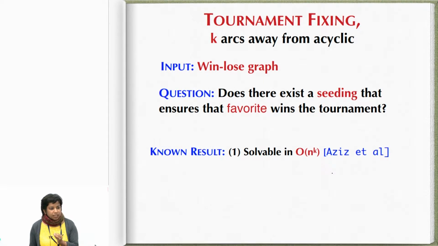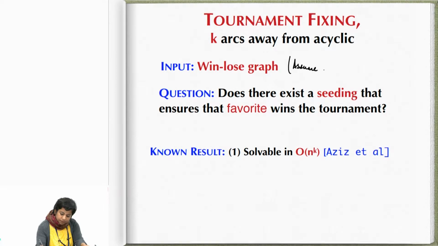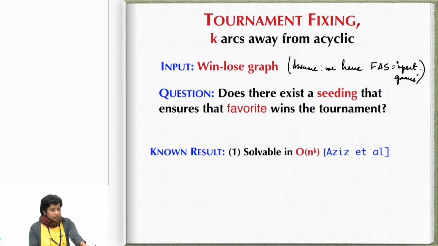But given the time complexity that we are hoping for, I can show you that I can find the feedback arc set separately, and then I assume that I have it at hand, the upset games, and using that information, so implicit here is assume FAS is that sort of upset game set. This is the question that I'm asking.